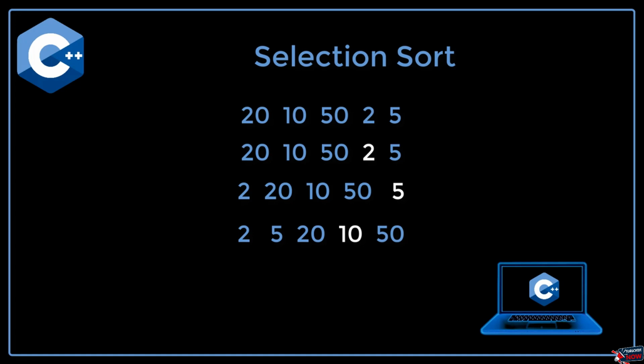The minimum element out of these is 10, so the 10 gets swapped with the 50. The 20 and 50 are in order, so we don't need to do a swap. Notice that the elements in the collection are in order.